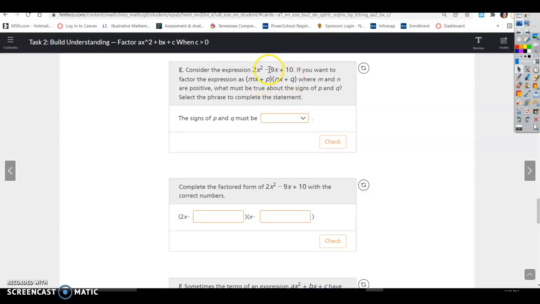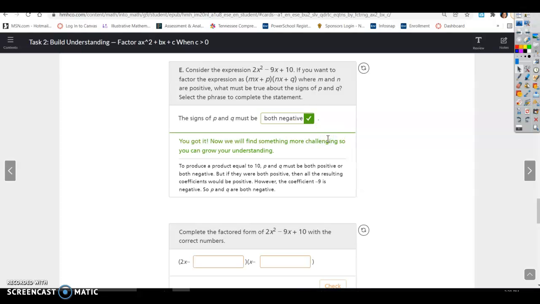So p times q has to equal 10, and it has to add up to be negative 9. So in order to multiply and get a positive, I need 2 positive or 2 negative. The fact that this is negative in the middle means I need 2 negative signs to get the correct answer when I factor. All right, so let's continue.